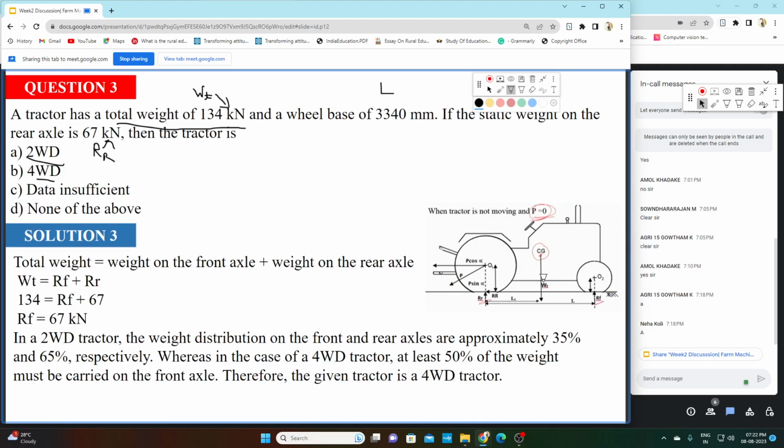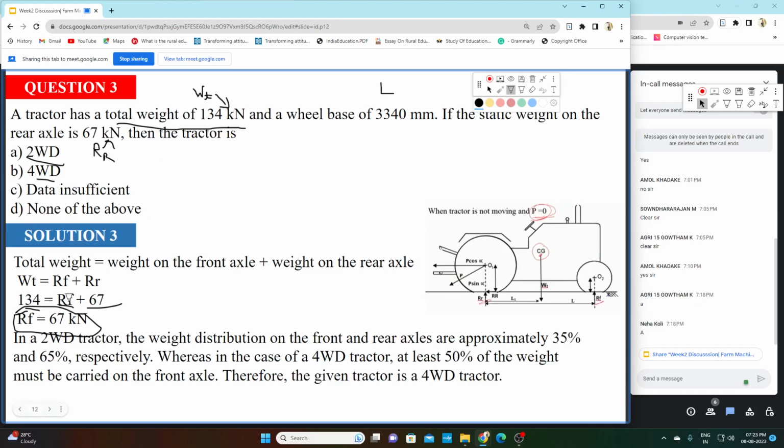Again I am telling you, WT is acting in downward direction. WT will be equal to RR plus RF. RR and RF are acting in upward direction. Here WT is given, that is 134 kilonewton, RR is given, that is 67 kilonewton. Now what is this RF? RF we can calculate, RF is 67 kilonewton. So that we have found out. But here the question asks something different. The question asks: what is the type of tractor?